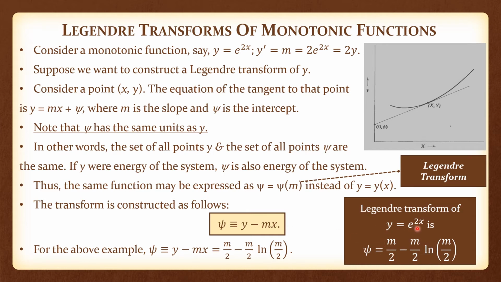So the Legendre transform of y equal to e power 2x is psi equal to m by 2 minus m by 2 into ln of m by 2. Clear?